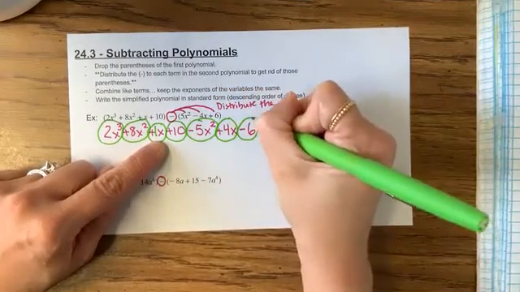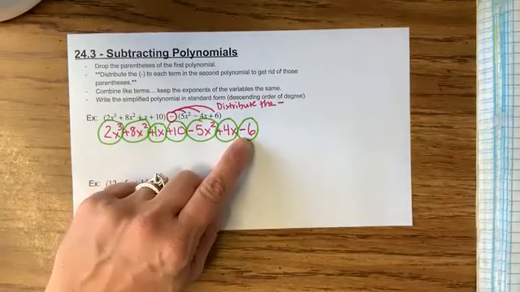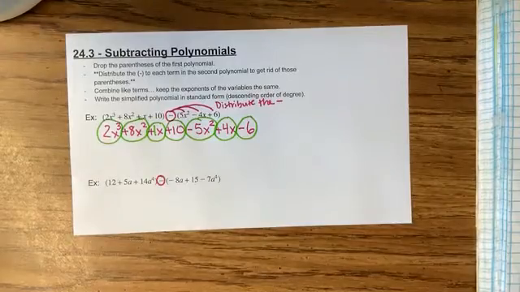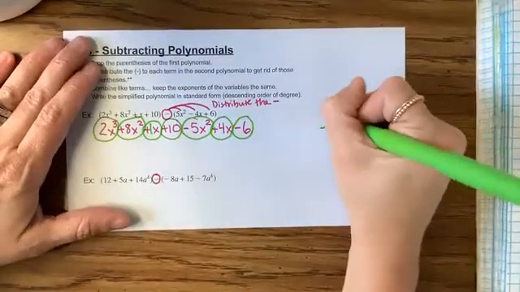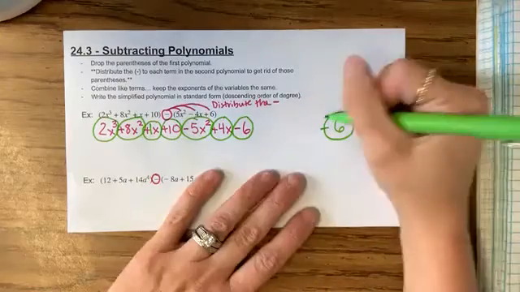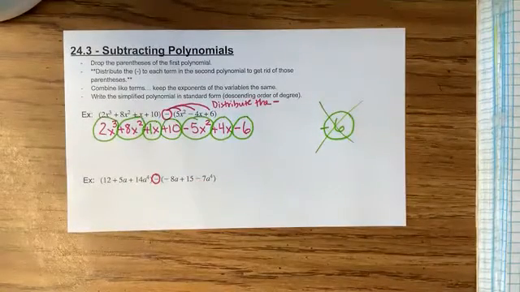Also be careful when you're circling, you don't accidentally circle down through a minus sign to where that minus sign now looks like a plus sign. I can't tell you how many times I've seen this and they circle. Well, now that looks like a +6. Don't do that. Be careful when you are circling through a minus sign. Don't make it look like a plus sign.